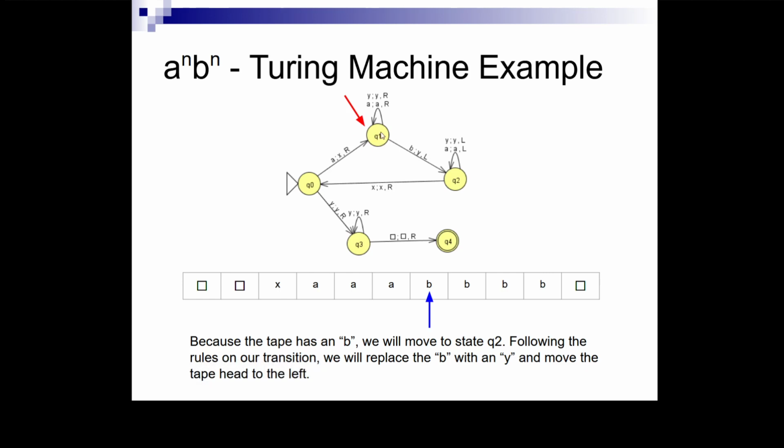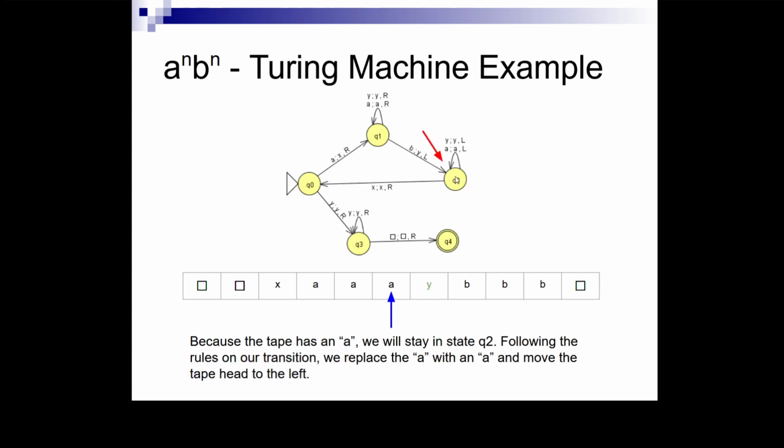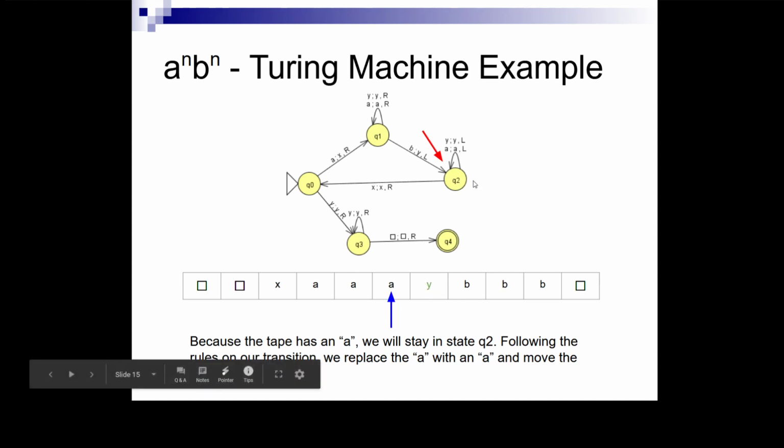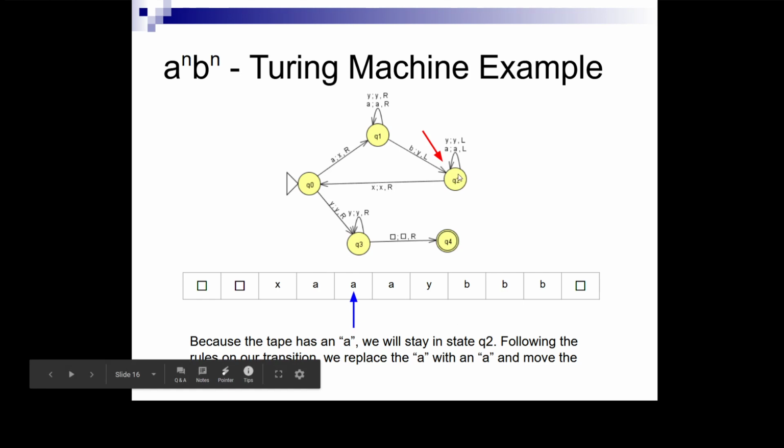So from Q1, what happens when we see a B? Well, we are now going to transition to state Q2, and along the way, we will replace this B with a Y and move the tape head to the left. So we've moved to state Q2, we've replaced the value there with a Y, and we've moved to the left. So from state Q2, if we have an A, we leave it as an A, and we move to the left. Again, we're pointing at an A, leave it as an A, move to the left. Pointing at an A, leave it as an A, move to the left.